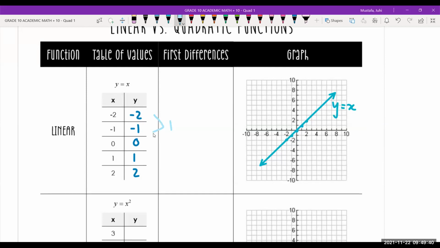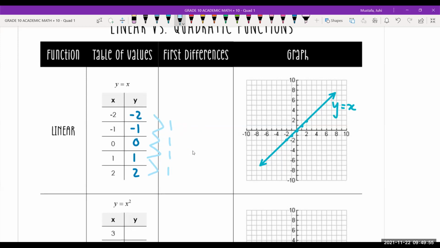What's the difference between -1 and 0? 1. What's the difference between 0 and 1? And what's the difference between 1 and 2? Just a 1. Basically, every single number is going up by 1. That's what the first difference means.